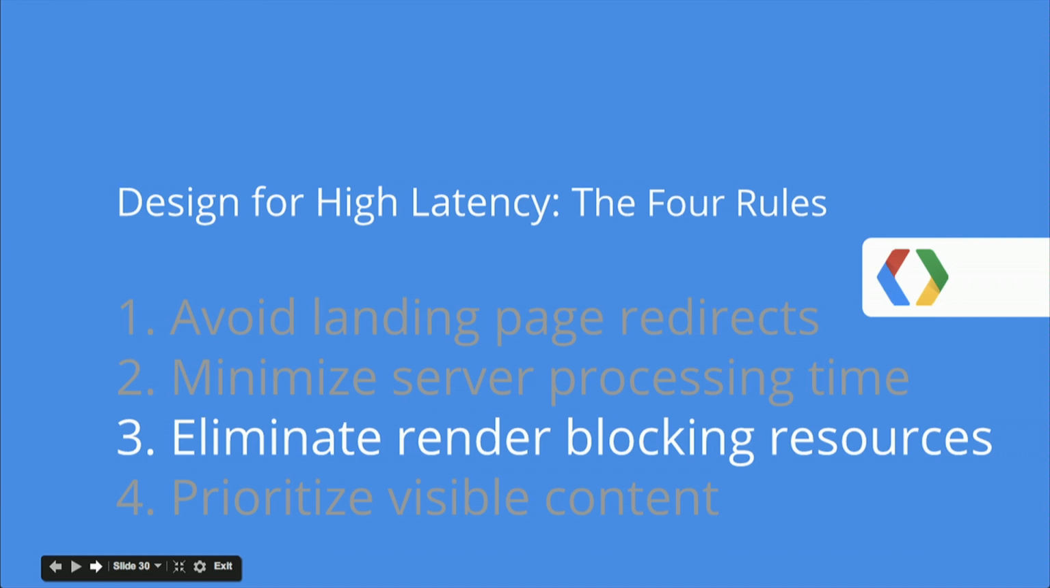And that's really where this third rule comes from, this notion of eliminating render blocking resources. Understanding that there are certain things in the rendering pipeline that will block because they don't have the right information, and making that information available to the browser at the right moment.